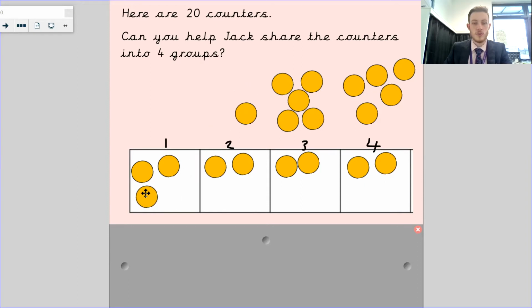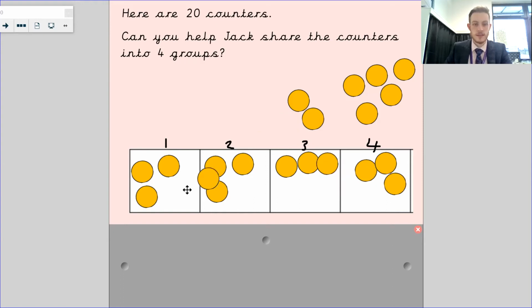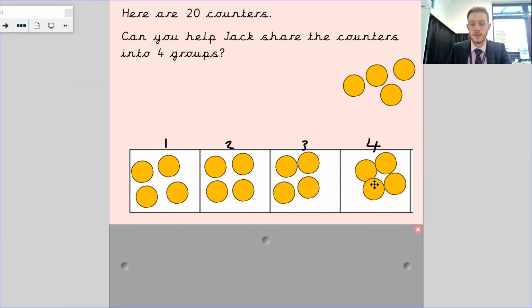Right, let's keep going. Oh, nearly did it again. 2 in there, 2 in there, 2, 3 in there. Right, so I've got 3 in there. Let's keep going. 1 in there, 1 in there, 1 in there, and 1 in there. So now I've got 1, 2, 3, 4, 1, 2, 3, 4, 1, 2, 3, 4, 1, 2, 3, 4. Perfect. Now I need to put the last lot in. 1 in there, 1 in there, 1 in there, and 1 in there.